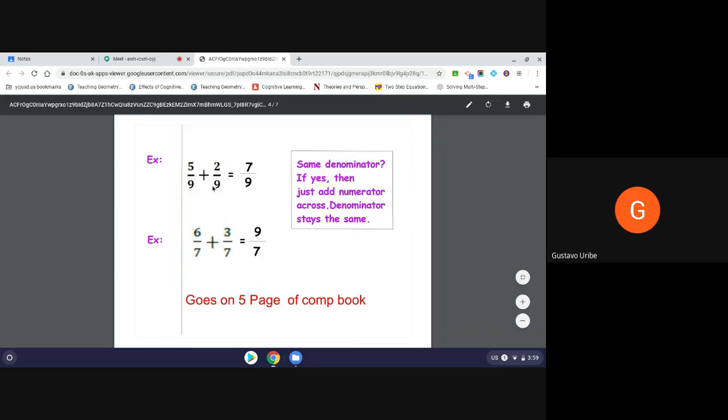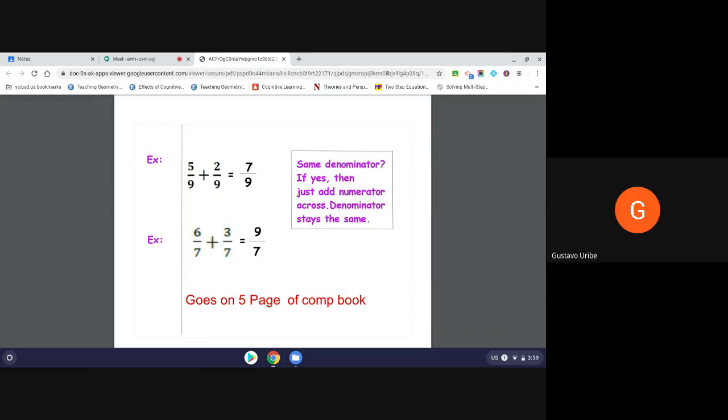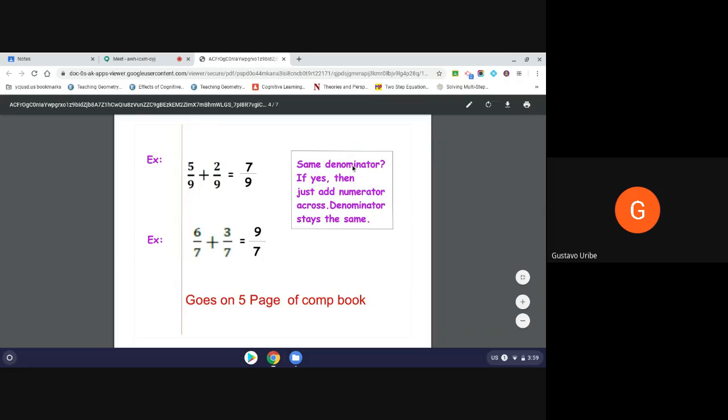If that's something you have done with fractions, try to remember, or we'll get more practice, or just watch this video as many times as you need. But we're going to go ahead and just add the denominator. Or sorry, the denominator stays the same. We are just adding the numerator. Down here, look, are the denominators the same? Yes. So I'm going to write it down, and I'm going to add the numerator. 6 plus 3 is 9 over 7.